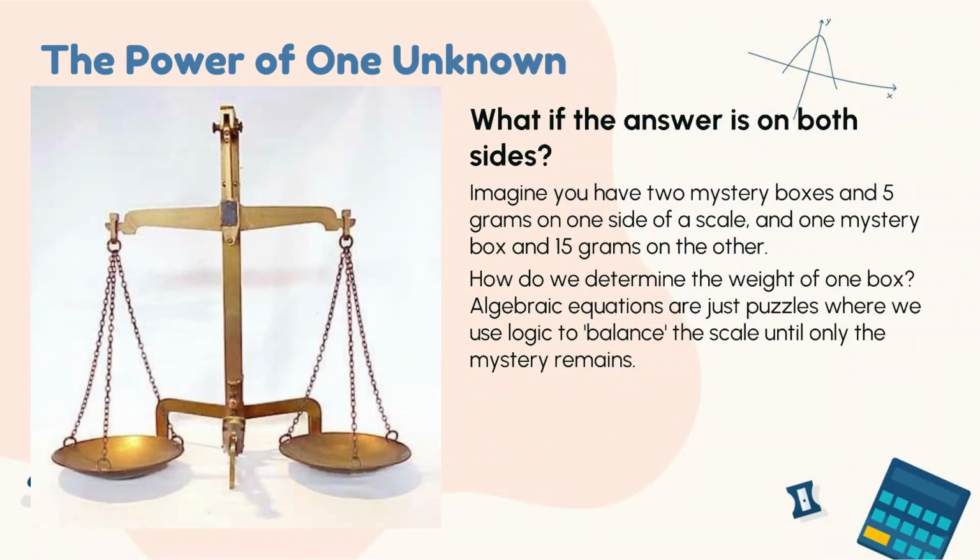Now, let's think about what happens when the unknown appears on both sides. Imagine a balance scale. On one side, there are 2 mystery boxes and 5 grams. On the other side, there is 1 mystery box and 15 grams. Both sides are balanced, so they must have the same total value. To work out the weight of 1 mystery box, we remove matching things from both sides. This is exactly what we do in algebra. Equations are puzzles where we keep both sides balanced until only the unknown remains.